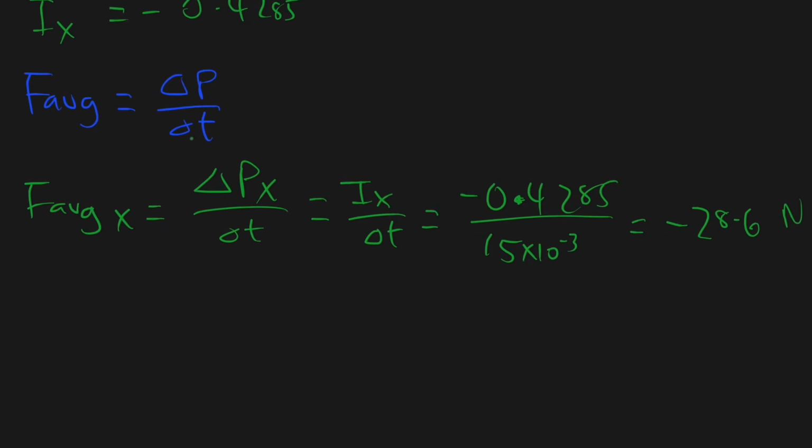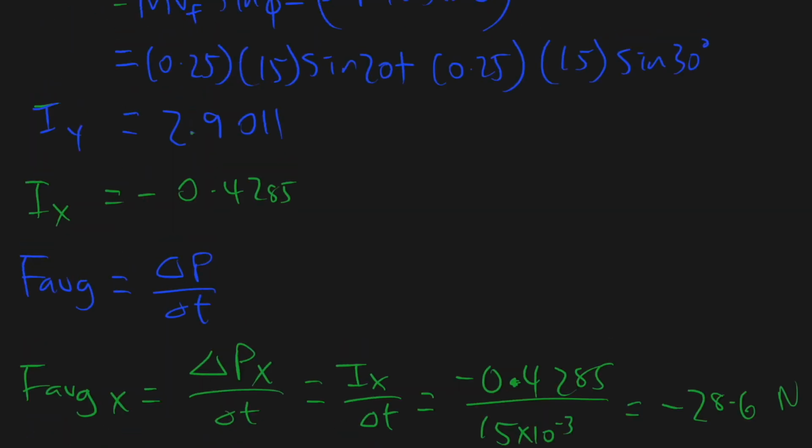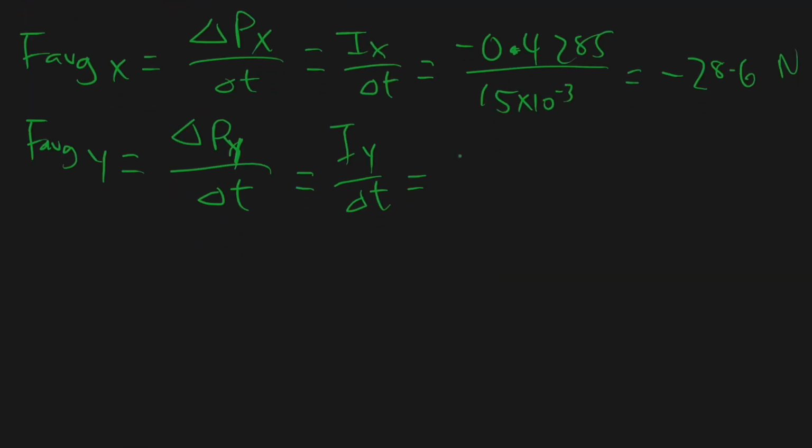Now let's calculate for the y direction. It's going to be equal to your vertical change in momentum over delta t. The change in momentum is equal to impulse, and this is equal to 2.9011 over 15 times 10 to the negative 3rd power. So this is equal to 193.5 newtons. So this is our answer.